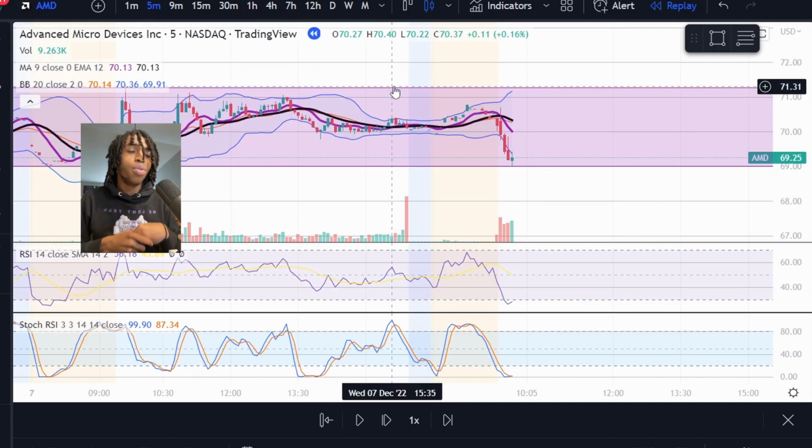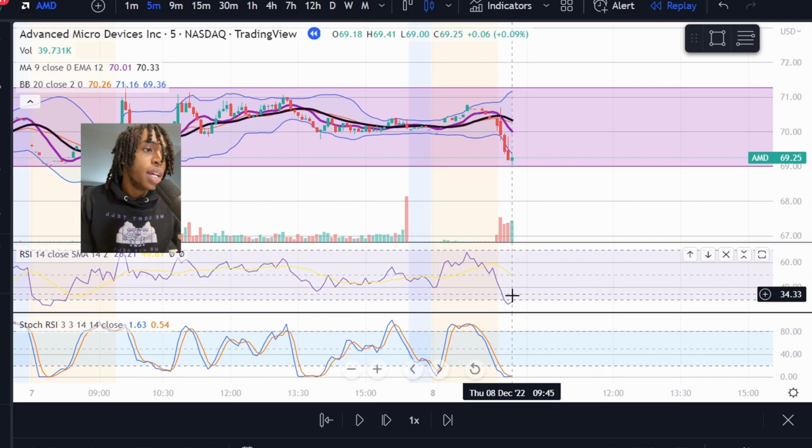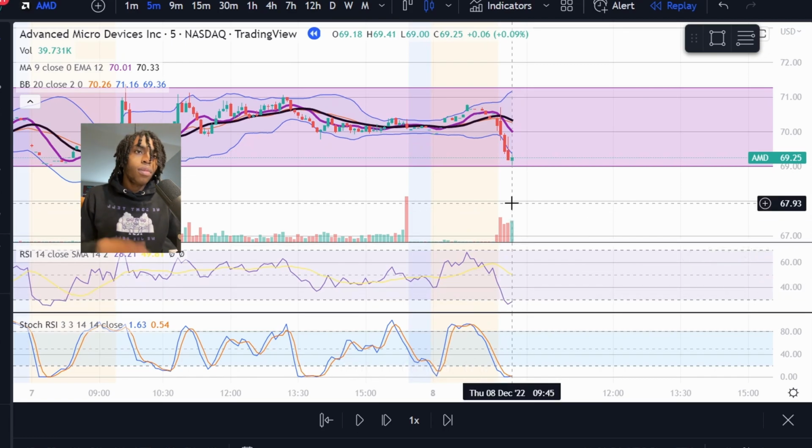What you want to do is wait for the 1 minute and the 5 minute to be on the same page. Like you see for the RSI right here, it is lower than 30. Normally when the RSI is lower than 30, it has no choice but to come back up eventually. The more patient you are, the more money you're going to make back.